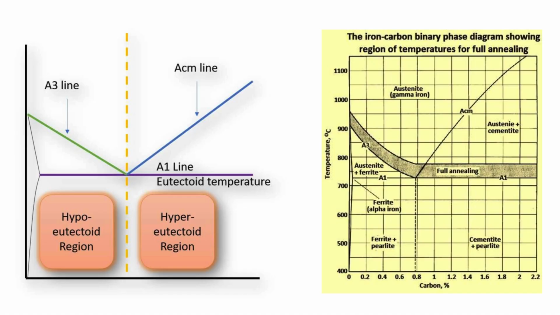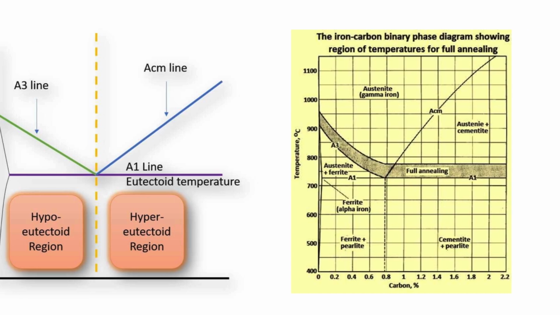Below that we have the A1 line. At lower temperatures, we find ferrite or alpha iron, and regions like ferrite plus pearlite and cementite plus pearlite. This diagram is our essential map for understanding how heat and carbon content change steel's internal structure.